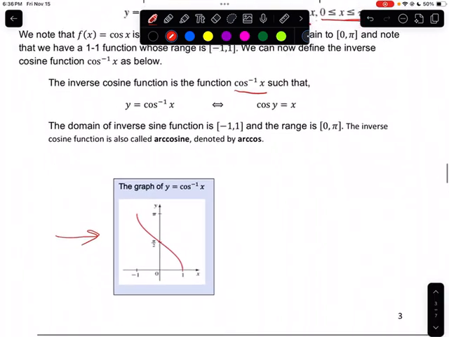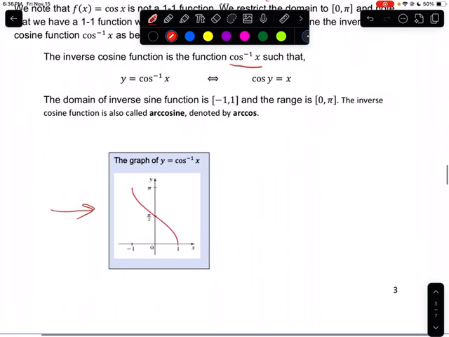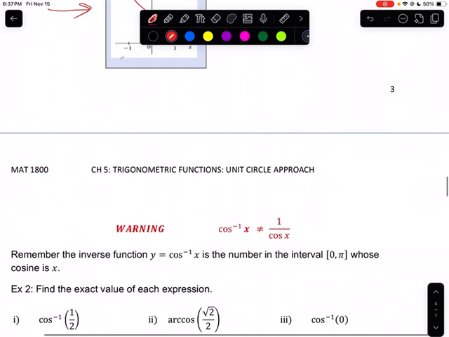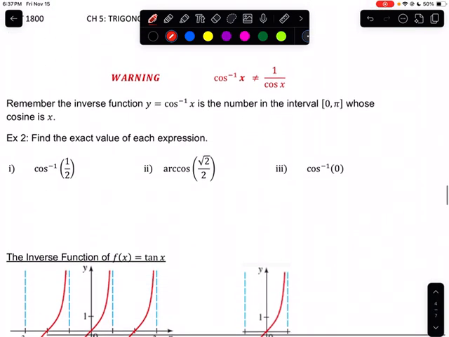0 to pi on the y-axis, and the range goes to the x-axis. So the range becomes the domain of the inverse function. Okay. So now what are we looking at?